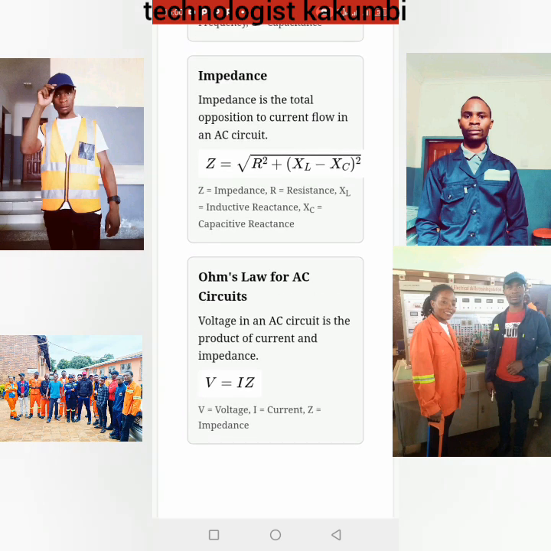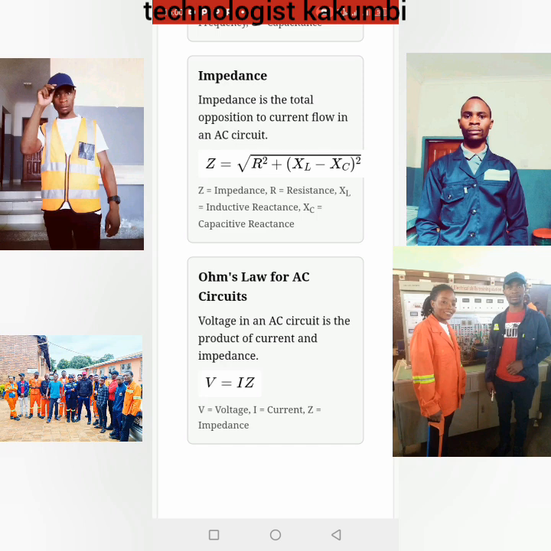So impedance is the total opposition to current flow in an AC circuit. Know this formula. You'll be using this formula throughout your course, which simply means wherever you see Z, we are talking about impedance, R, resistance, XL, inductive reactance, and XC, capacitive reactance.